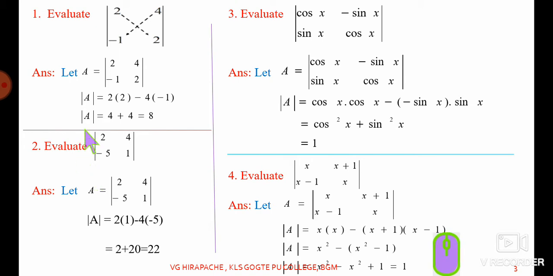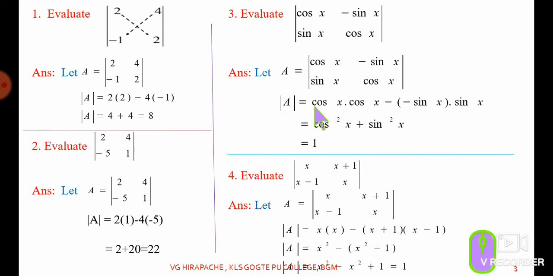To understand more problems on the determinant, let me take the third question. Evaluate the determinant. Now this determinant is also of the second order, containing trigonometric functions. The first row elements are cos x, minus sin x. Second row elements are sin x, cos x. Let determinant of A be equal to the determinant with first row cos x, minus sin x and second row sin x, cos x.